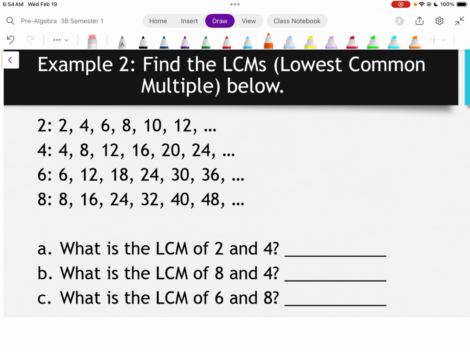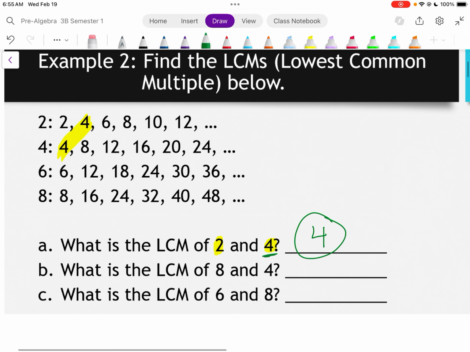So for next, we're going to find the lowest common multiple below. So we already listed out the multiples of 2, 4, 6, and 8, and we're going to use those to find the lowest common multiple for different pairs. To start, we're going to do 2 and 4. And if we look, the lowest number that those have in common is 4. And it is okay for the LCM, or lowest common multiple, to be one of those numbers. So even though 4 was one of our starting numbers, it's okay that that is our answer.